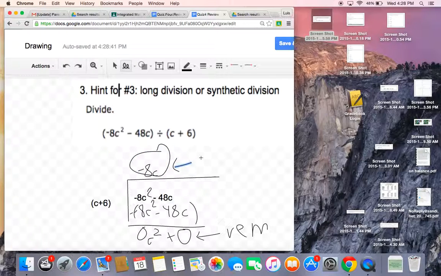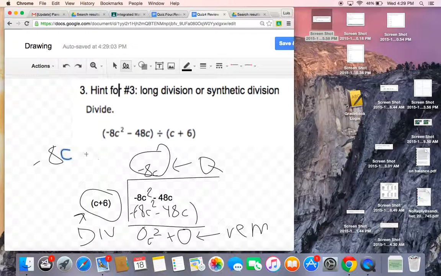So this is my quotient or result. And this is my divisor. So if I were to write my answer, I know that my answer will be negative 8c, which is this right here. And then if I want to write it in the form quotient plus remainder over divisor, I will do negative 8c plus 0 over c plus 6.